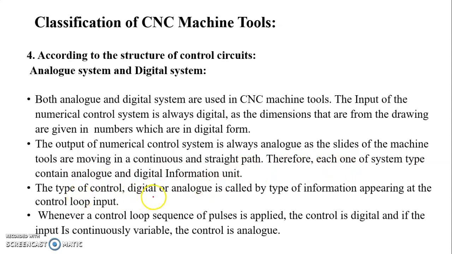The type of control, digital or analog, is named by the type of information appearing at the control loop. Whenever a sequence of pulses is applied to the control loop, the control is digital, and if the input is continuously variable, the control is analog.